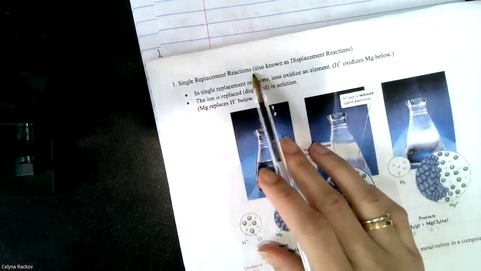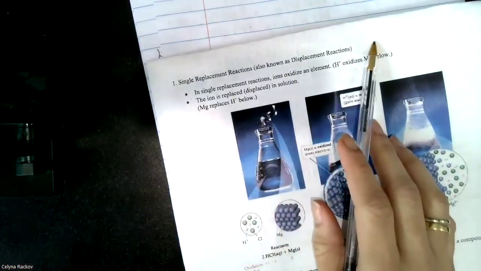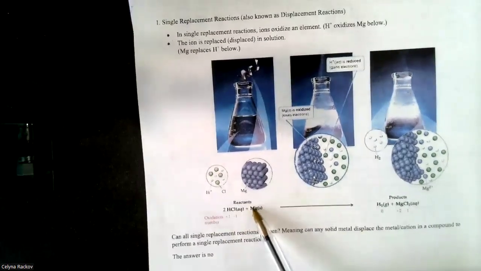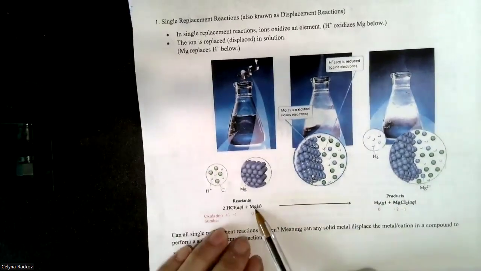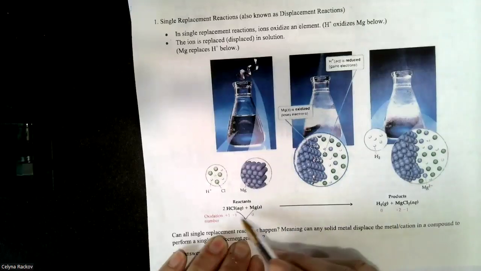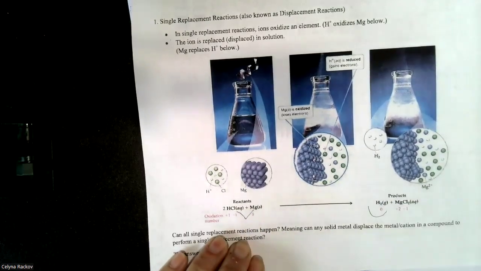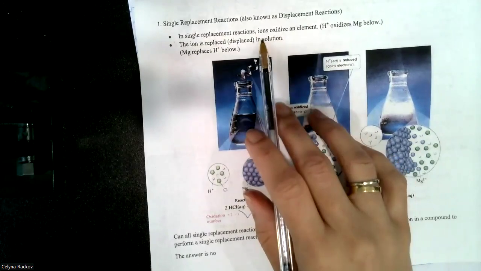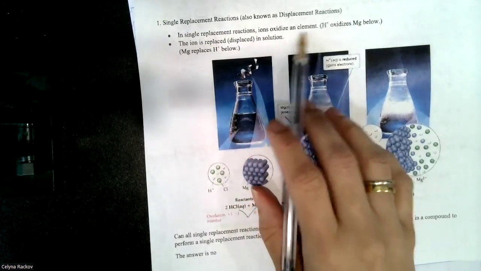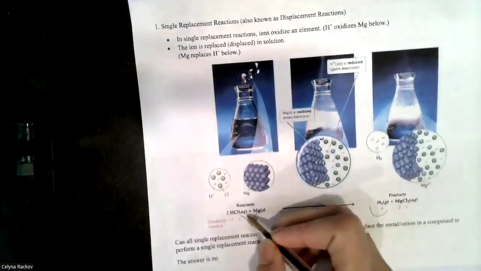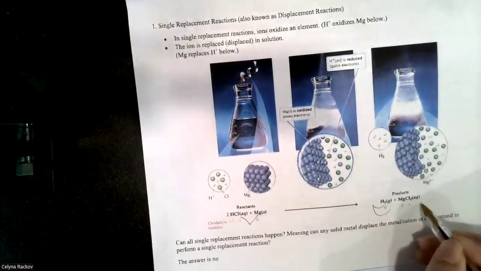So single replacement reactions, also known as displacement reactions, right? You have just one trade. For example, here, hydrochloric acid reacts with magnesium. The magnesium will now be with the chlorine, and hydrogen now will be by itself, right? So in single replacement reactions, ions oxidize an element, and the ion is replaced in solution. So the magnesium replaces the hydrogen here, right? Magnesium replacing the hydrogen is what's happening here.